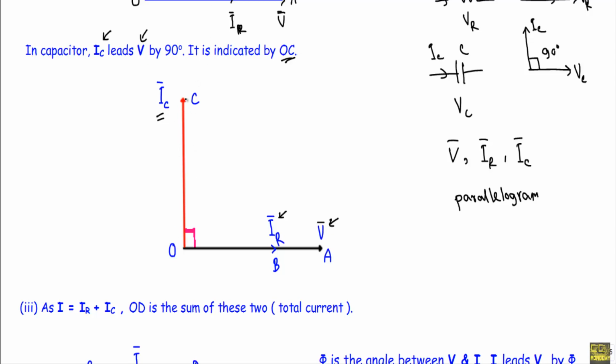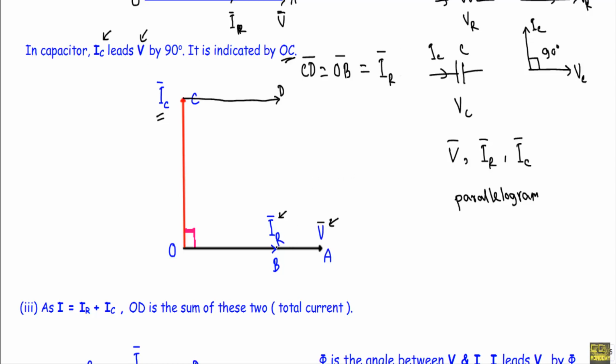See, from this point I will draw an equal phasor. Let's say that is CD, such that CD is exactly equal to OB and the direction of CD is exactly the same as OB. That means I can say CD is equal to IR.